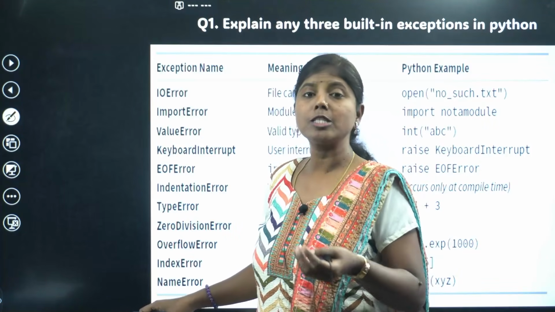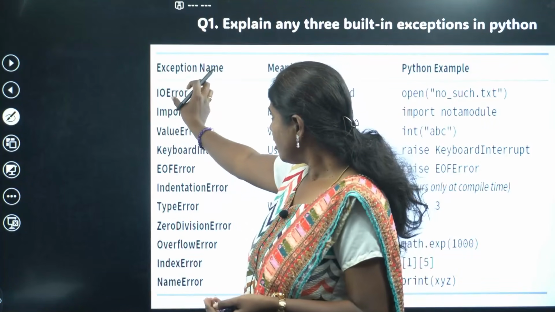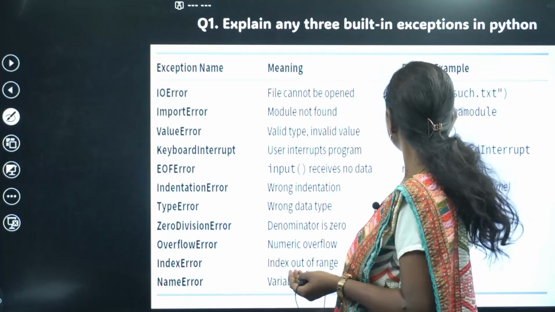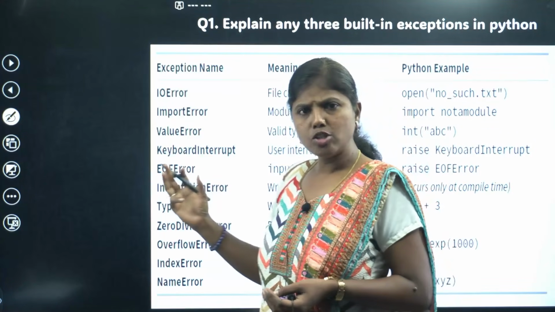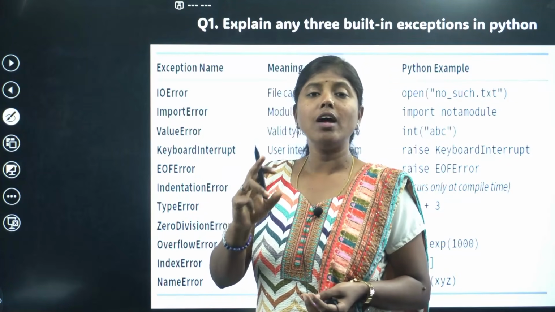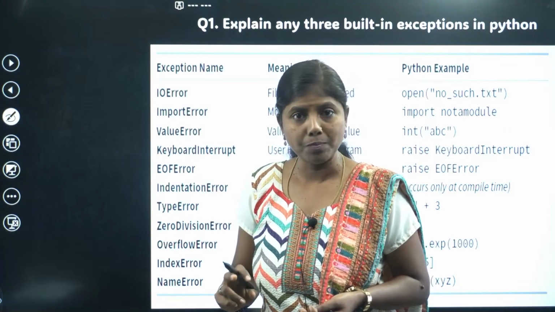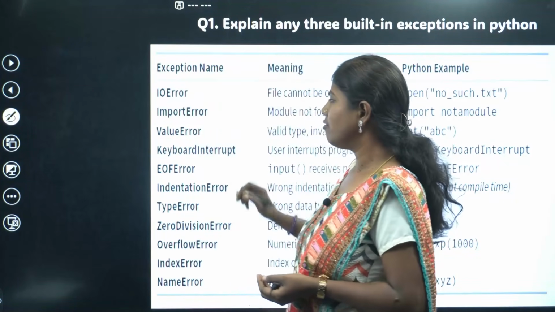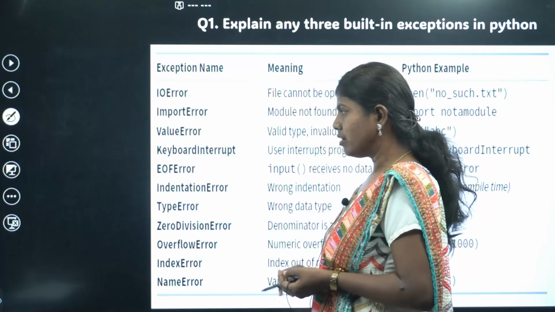Is the point clear? Explanation means you have to write the exception name and also the meaning of it. If you know it well, you can give an example also. If you write the exception name and the meaning, that will definitely carry 1 mark for each built-in exception. What are the different kinds of built-in exceptions we have? We have IO error, import error, value error, keyboard interrupt error, EOF error.